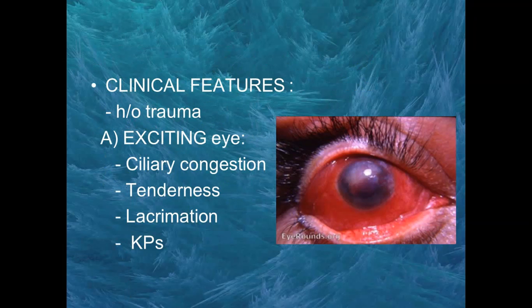What are the clinical features? A patient in this case will have a past history of ocular injury. The manifestations can be divided into those seen in the exciting eye and the sympathizing eye. In the exciting eye, or the injured eye, we see ciliary congestion. There will be a lot of tenderness. We can see a lot of congestion right here. There will be a lot of watering or lacrimation. And sometimes, if we are able to visualize the corneal endothelium, there will be keratic precipitates also, which are proteinaceous deposits on the corneal endothelium.